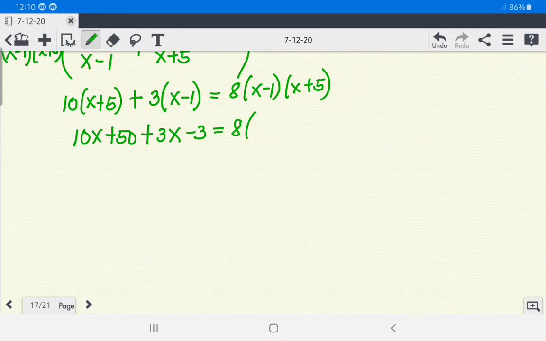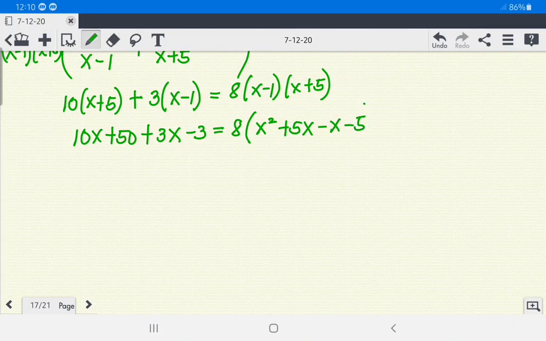Then equals to 8 times. Let us make use of the FOIL method. We have 8 times x, we have x squared. Then x times 5, we have 5x. Then negative 1 times x, we have negative x. Negative 1 times 5, we have negative 5. Then here we can collect like terms. We have 10x and then 3x, so that's 13x, right? Then 50 and then negative 3, we have positive 47.